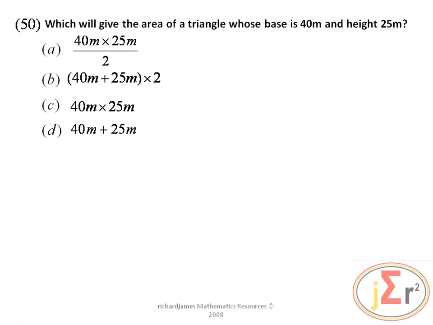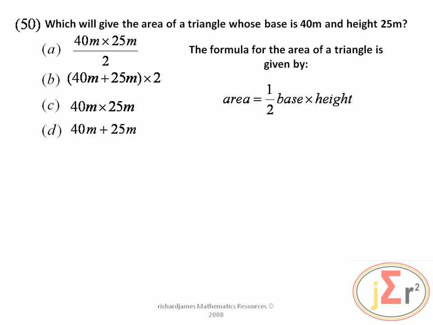Which will give the area of a triangle whose base is 40 meters and height 25 meters. The formula for area of a triangle is given by area is equal to half base times height, or we may write it as base multiplied by height divided by 2. Now we could look at this stage and identify this as the correct answer because this is the only one that has anything being divided by 2.